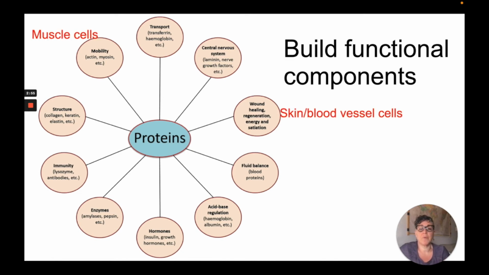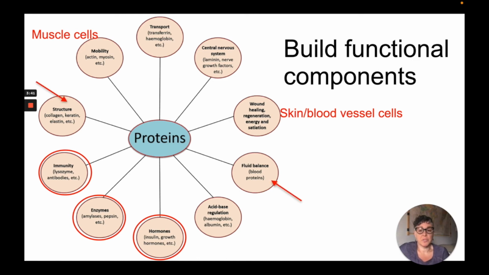First of all, we have cells that are built. Muscle cells provide mobility for the organism. Skin and blood vessel cells provide wound healing and regeneration for that organism. We have things that are made out of amino acids, like hormones, other enzymes, and antibodies for the immune system. All of these components that are in living things, particularly animals, are built from amino acids.